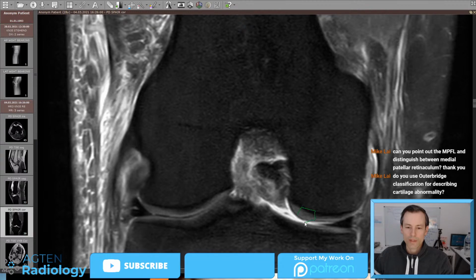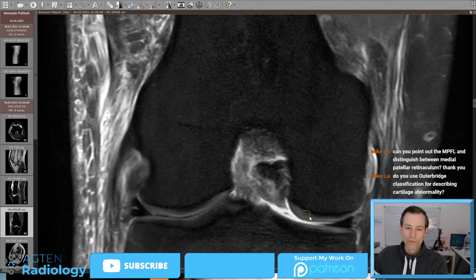So if I have a defect like this, I describe the size, ideally in two planes, and the depth of the cartilage damage. So I typically use superficial, half of the thickness or more than half of the thickness, or all the way down to the bone. These are my descriptive terms I use to describe cartilage defects.